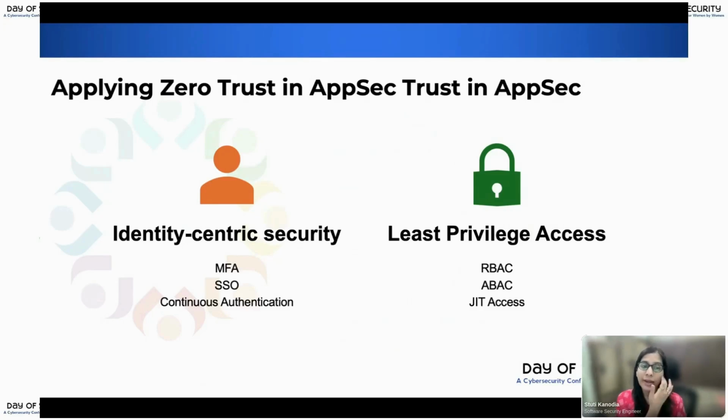So there is identity-centric security. Identity-centric security contains a lot of practices, a lot of techniques. With that, we can implement zero trust within application security. A couple of them are listed, such as MFA, that is multi-factor authentication.